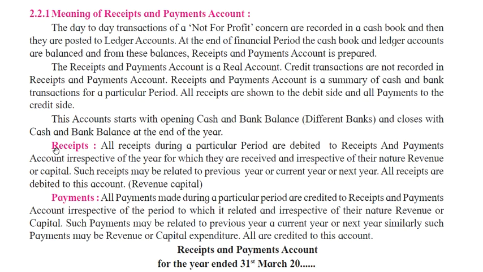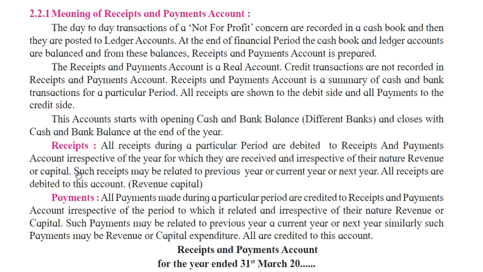So now we'll see what is the meaning of receipts. All receipts during a particular period are debited to the receipts and payments account, irrespective of the year for which they are received and irrespective of their nature, revenue or capital. So receipts in a period are entered on the debit side. Such receipts may be related to the previous year, current year or next year. So they are considered while maintaining a cash book.